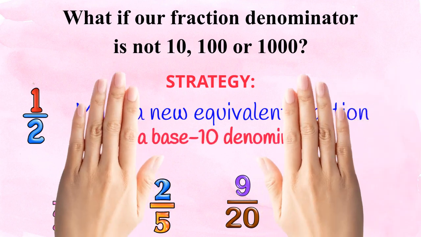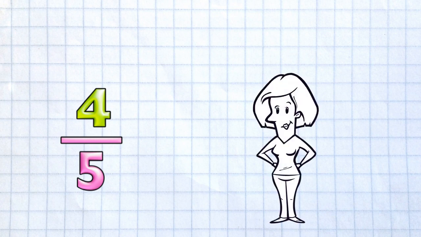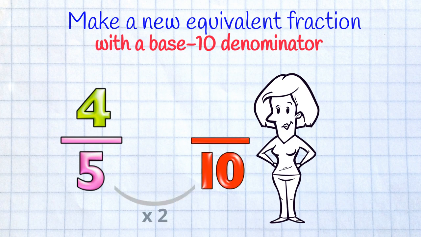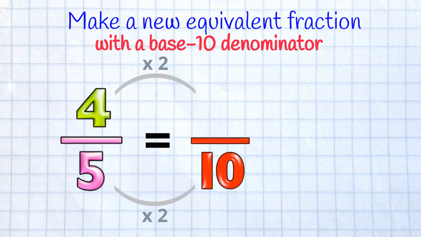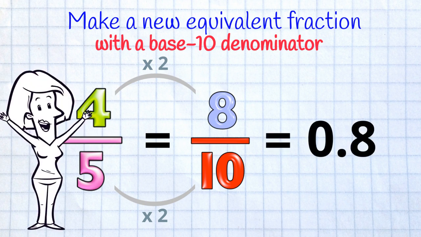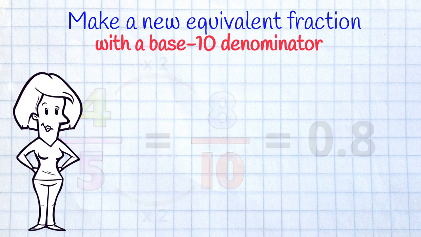Let's try it. 4/5. We have a denominator of 5. We can turn that into a denominator of 10. We just multiply by 2. And we do the same up top to make our equivalent fraction. 8 tenths. And of course, as a decimal, that's 0.8. Not hard at all. Let's do another one.